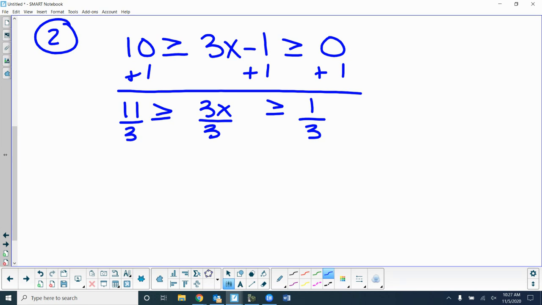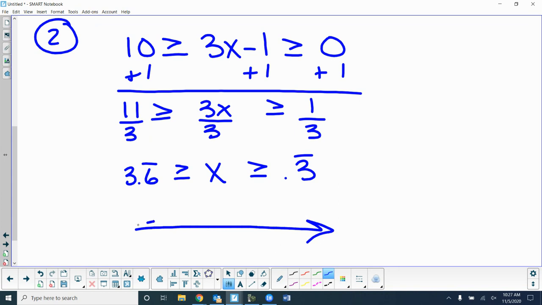So you can leave it 11 thirds or 3.6 repeating. And you can leave it 1/3 or 0.3 repeating. Decimal or fraction, either way is fine. For some of you, I think it's easier if you write it as a decimal and know where it's at. So then we make our number line, and I've got 0, 1, 2, 3, 4, just to see where those are at.